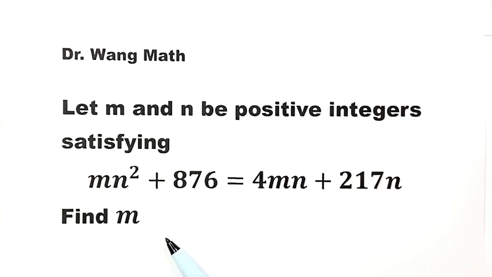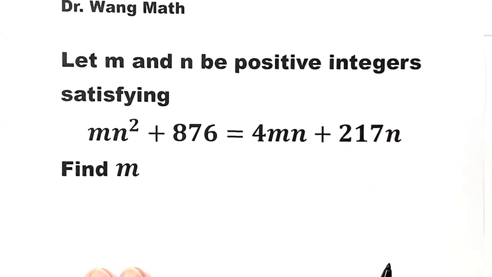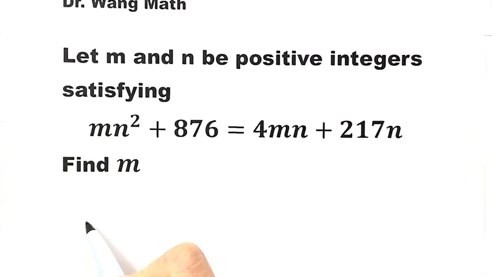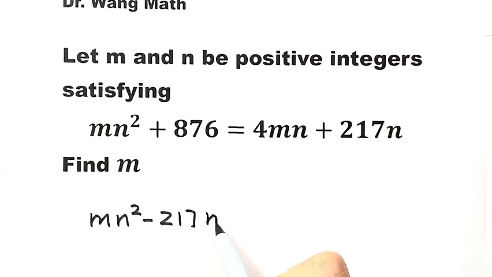First, let's take a close look at the equation. You see, here we have mn, here we have m times n squared, here we have n. So that's why the first step, move this term to the left-hand side. Then here, just mn squared minus 270n. Then move this term to the right-hand side. Then equals 4mn minus 876.